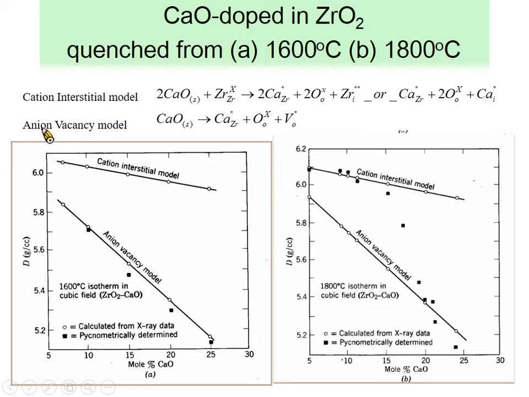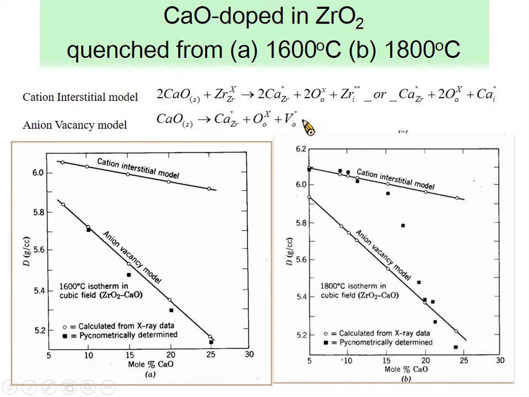The second model is the anion vacancy. It means that the oxygen will transform to oxygen vacancies. We can write the equation like this: calcium oxide occupies the zirconium site and shows the 2- charged condition, and also forms an oxygen vacancy with a 2+ charge.